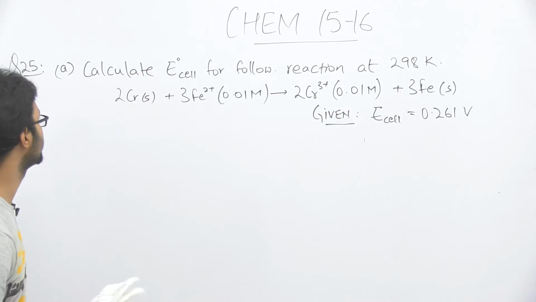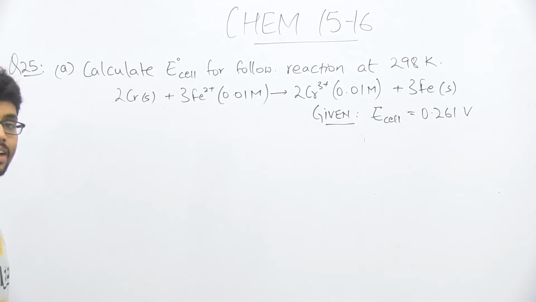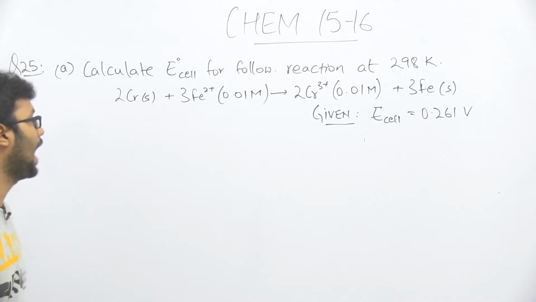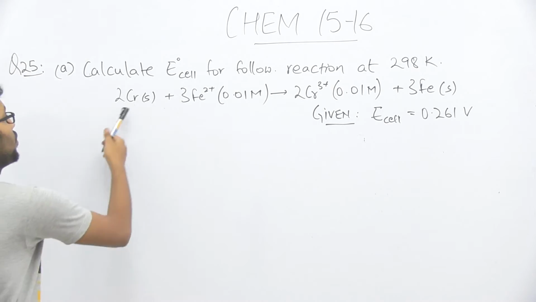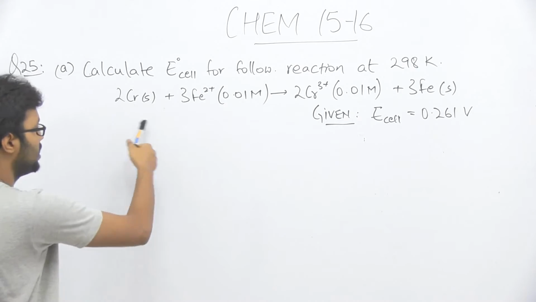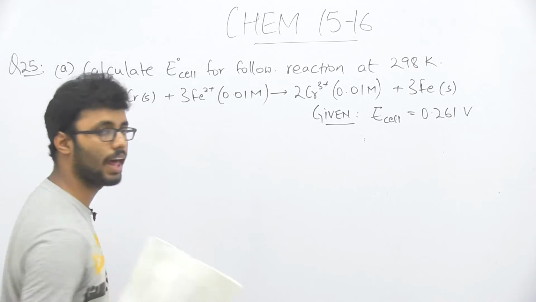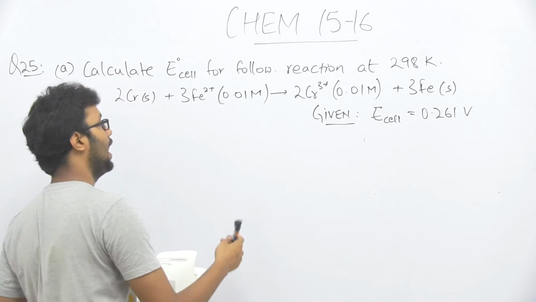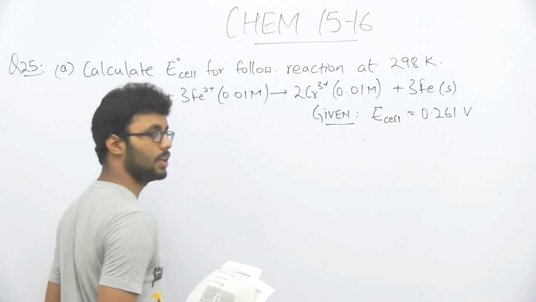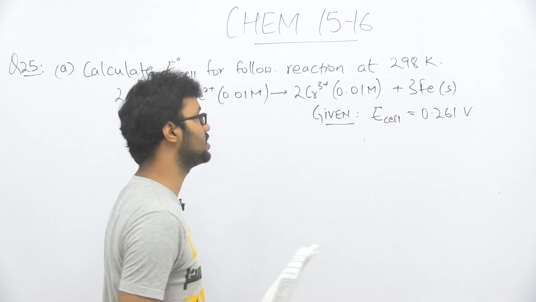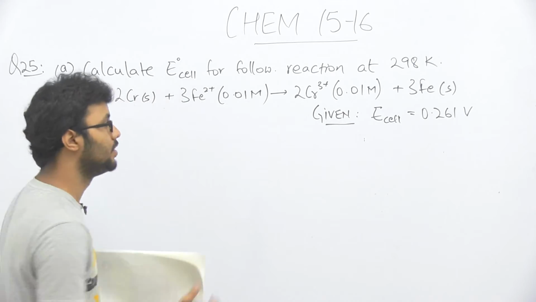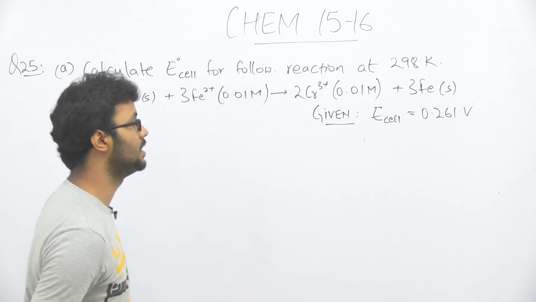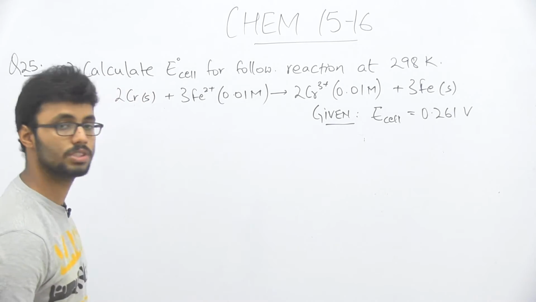So the next question is the first part. Calculate E naught of the cell for the following reaction at 298 Kelvin, and the reaction is 2Cr in solid state plus 3 Fe2 plus. The molarity of Fe2 plus is 0.01 molar, and it gives 2Cr3 plus. The molarity of Cr3 plus is 0.01 molar and 3 Fe solid, and it is given that the E of the cell is 0.261 volt.